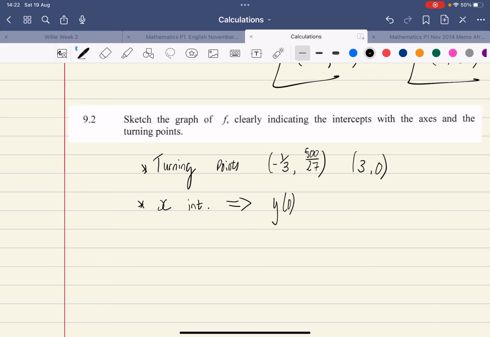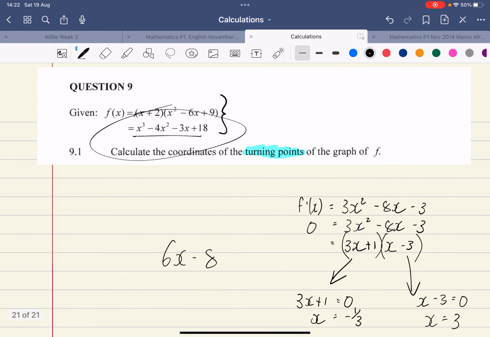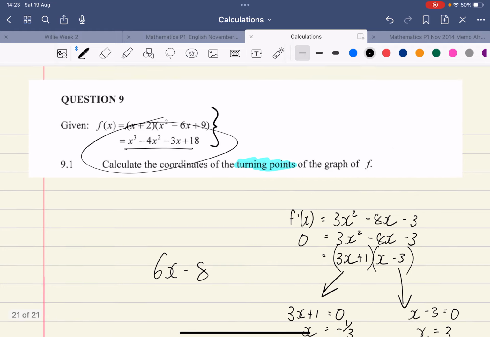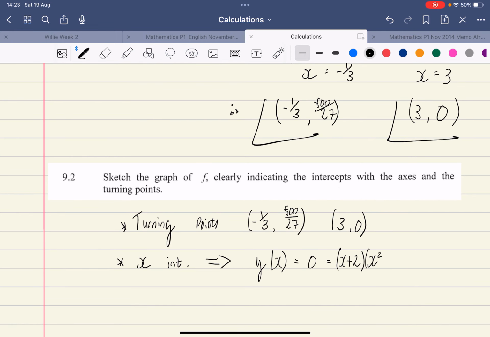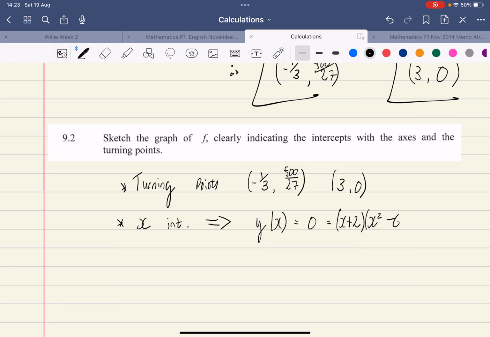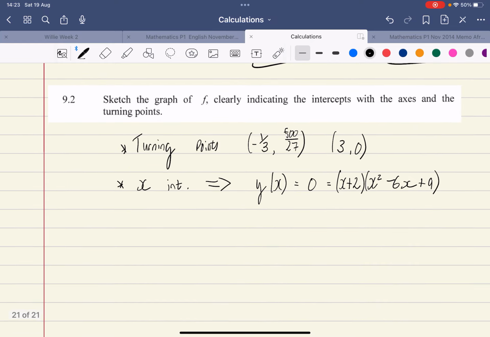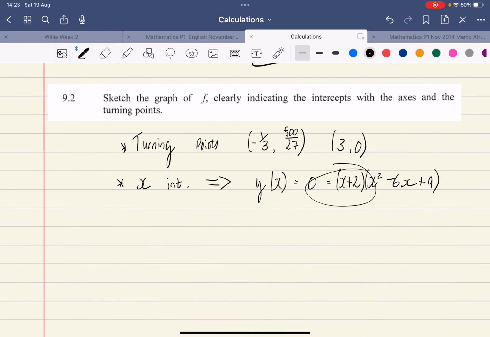y is 0, and we solve for x. So we will have (x plus 2)(x squared minus 6x plus 9). And we see they've already factorized the x plus 2 for us, so we don't need to continue any further there. That's fantastic. Now we need to just factorize this quadratic here.